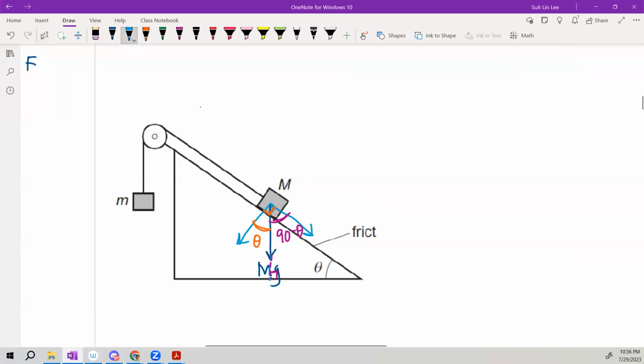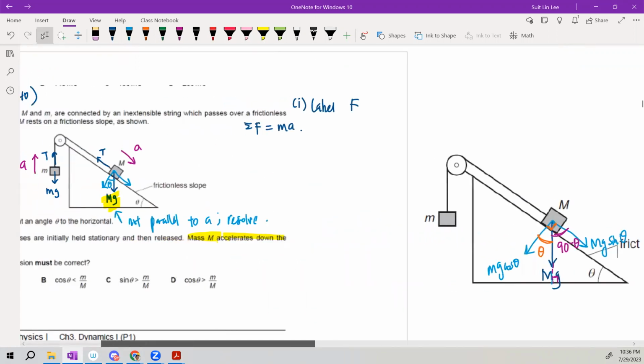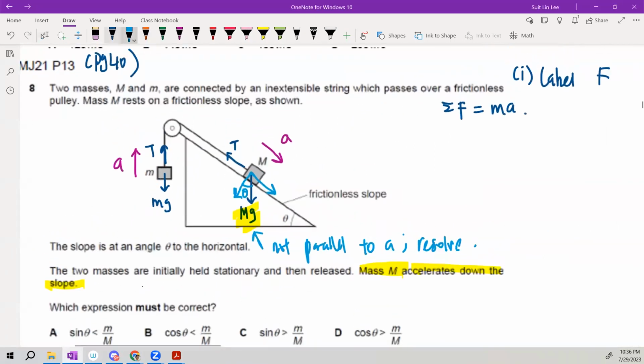Okay, so that means when I resolve, I write beside the angle, this will be Mg cos theta. This one would be Mg sine theta. I don't use Mg cos (90 minus theta) because it introduces a slight complication. Okay, so most of the time for inclined plane, if you want your life to be a bit faster in objective questions, you should be able to recall that this is Mg sine theta.